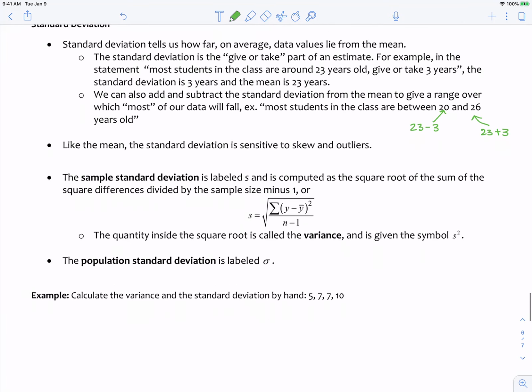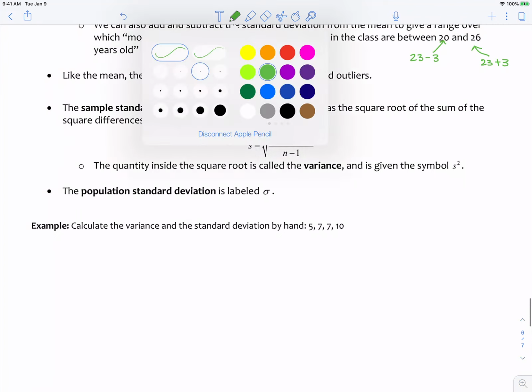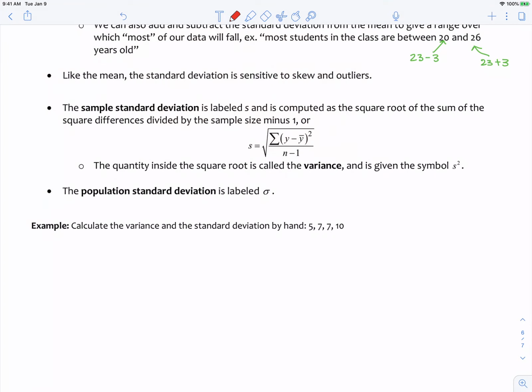The sample standard deviation is given the label s, we've seen this one before, and is computed as the square root of the sum of the squared differences divided by the sample size minus 1, or this big old beast of a formula. Now the stuff that we have inside the square root, this part here, is referred to as the variance. And since we take the square root of that to get to s, it's given the symbol s squared.